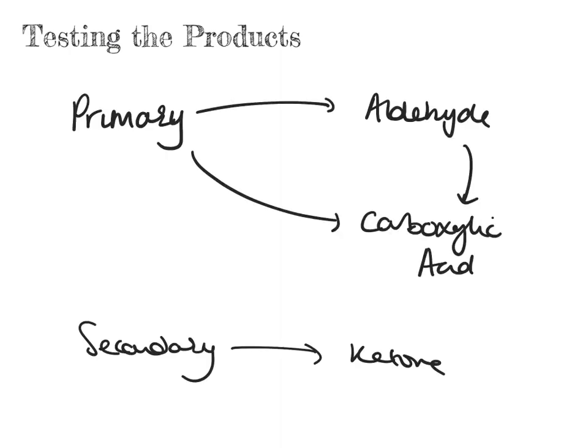Okay, so we know that the products you're going to make, if you're oxidising alcohols, are going to be aldehydes, ketones or carboxylic acids. So these are the products you can get. You need to make sure that you're remembering the conditions. So primary to aldehyde would be distillation, so you get the aldehyde off quickly.